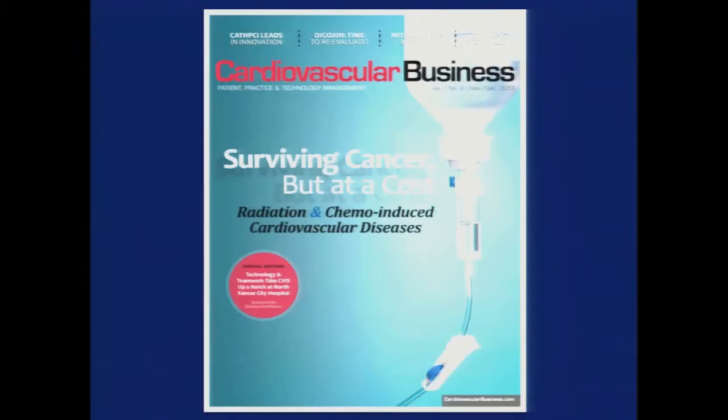Surviving cancer, but at a cost. Cardiotoxicity is one of the most important adverse reactions to many chemotherapeutic drugs, particularly anthracyclines. And this cardiotoxicity can occur early, during treatment, or can occur within the first year of therapy, or very late, beyond a year into treatment. And moreover, the changes in cardiac function may be subclinical.